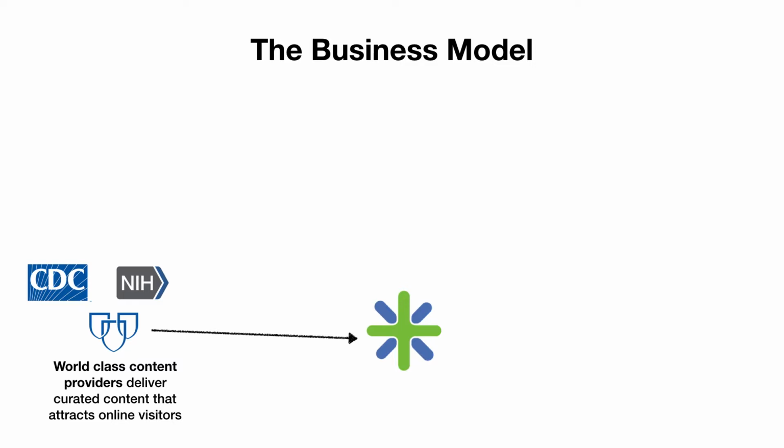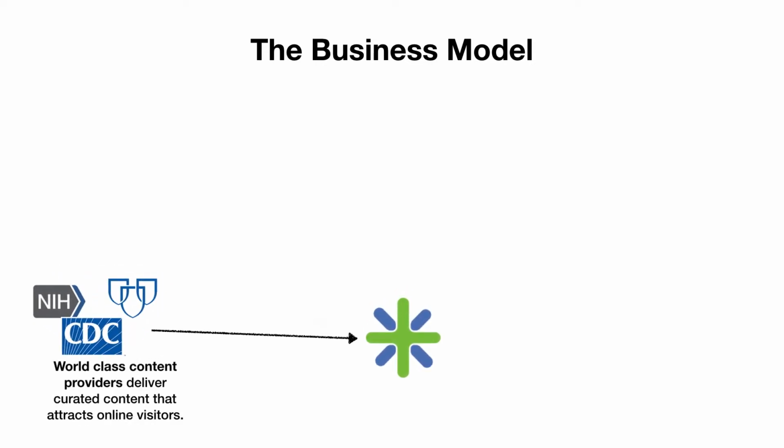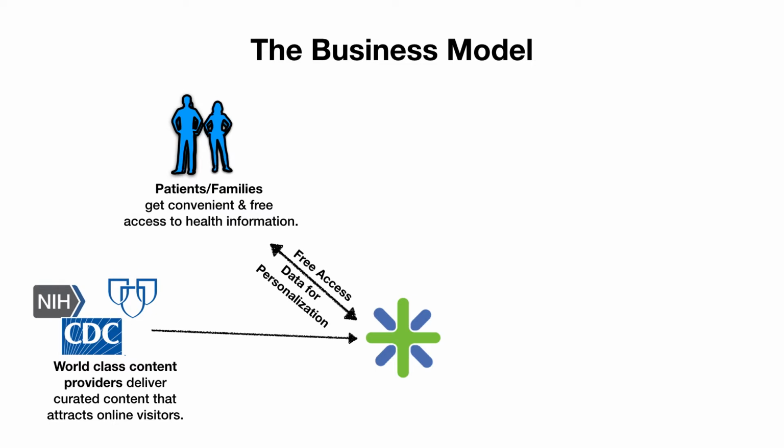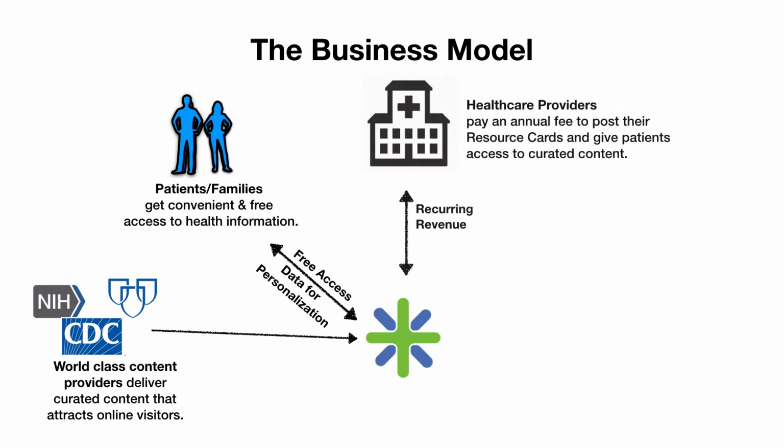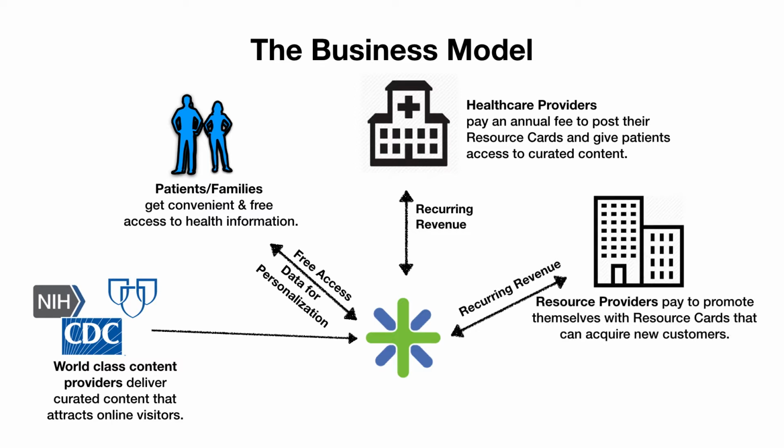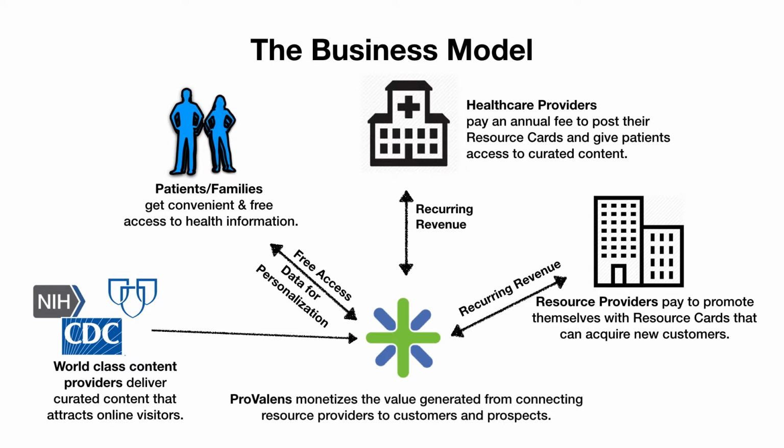The business model of Provalence starts with world-class content providers who deliver curated content that attract online visitors. Patients and families get convenient and free access to health information. Healthcare providers pay an annual fee to boost their resource cards and give patients access to curated content. Resource providers pay to promote themselves with resource cards that can acquire new customers. Provalence monetizes the value generated from connecting resource providers to customers and prospects.